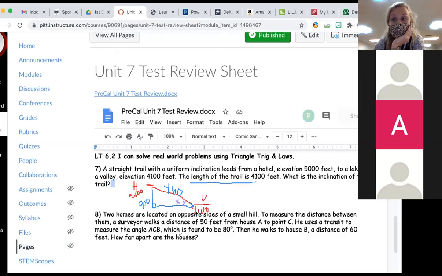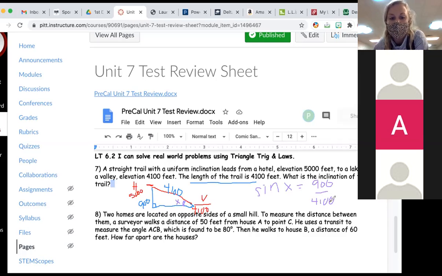So look at what two sides you do know. We know the opposite side is 900 and the hypotenuse is 4,100. So if I have opposite and hypotenuse, I can use sine. Good, KJ. Yep. So sine of x equals 900 over 4,100. And then how will you get the x by itself? How would you move the sine? Sine inverse. Perfect. So for this one, all you have to do is sine inverse of 900 over 4,100.